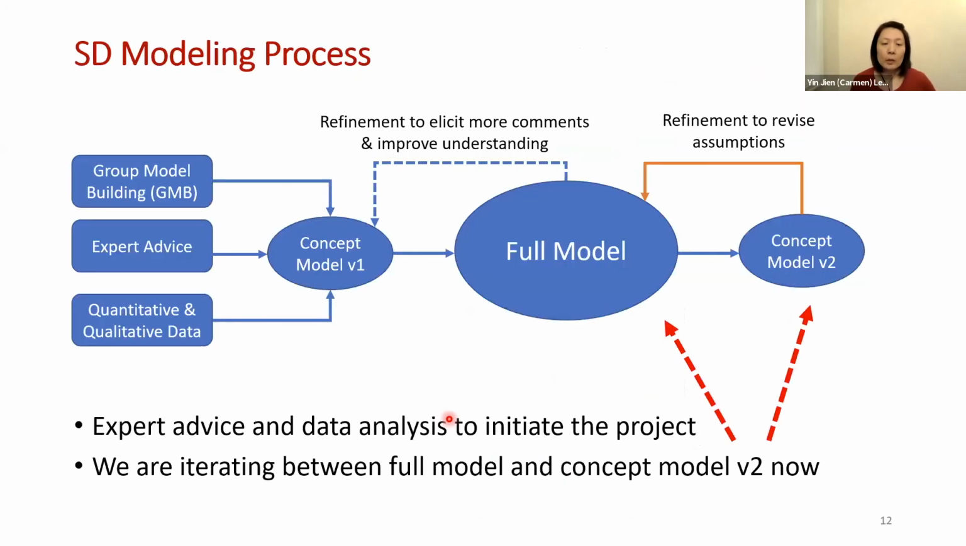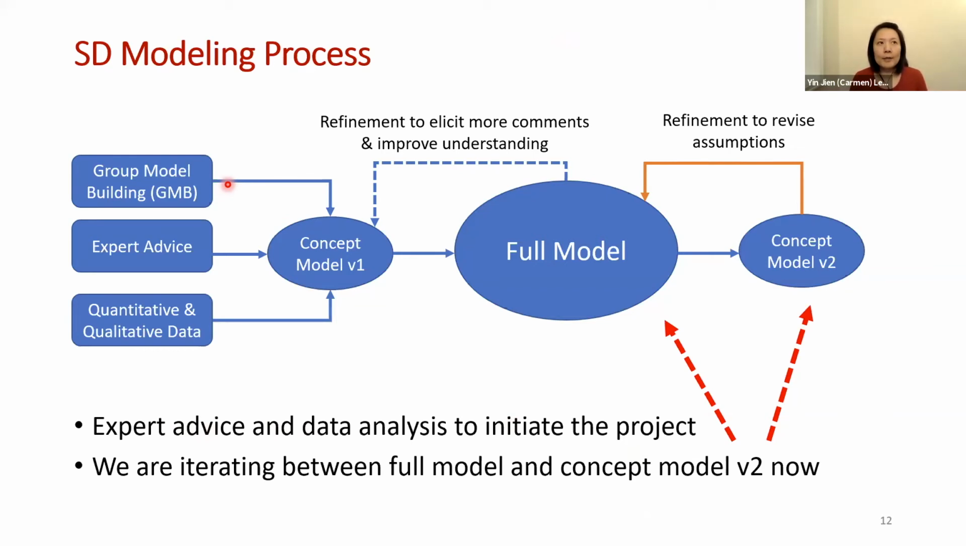Now we're going to take a look at our modeling process, where we stand right now, and also how we started the project. Initially, we rely on expert advice and data analysis to start the project. Group model building is also a good tool to initiate a project, because when we gather the experts in the same group and invite them to provide their view on the system, then we can gather different perspectives from different actors from different parts of the system, and then create the concept model version 1.